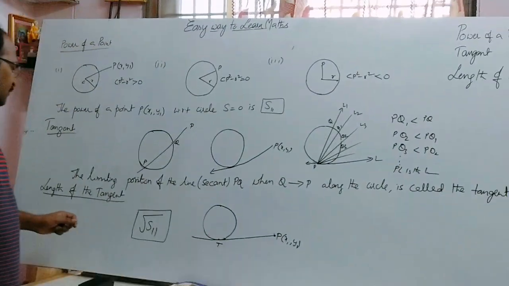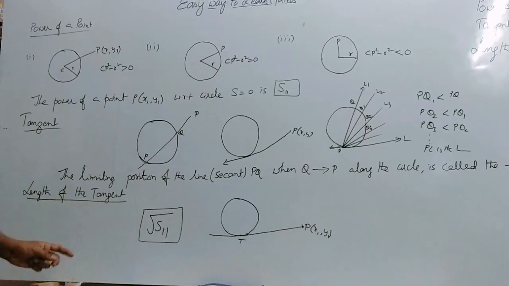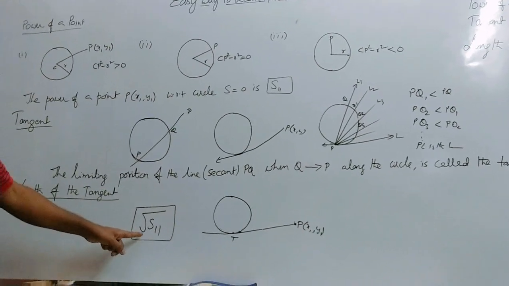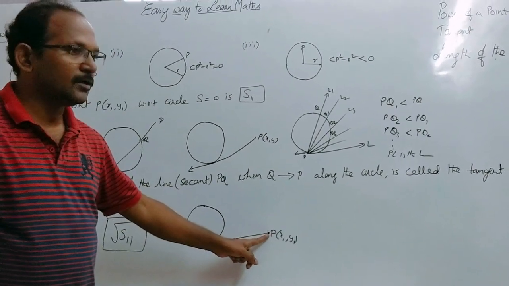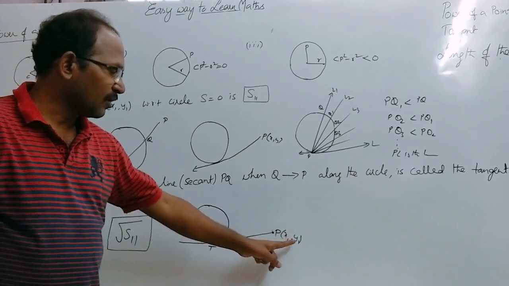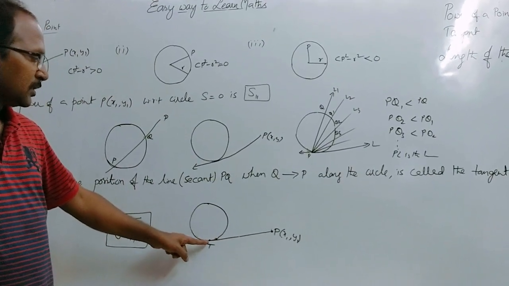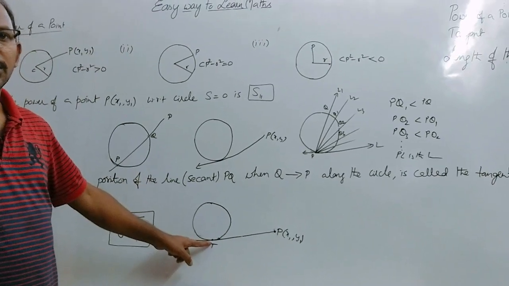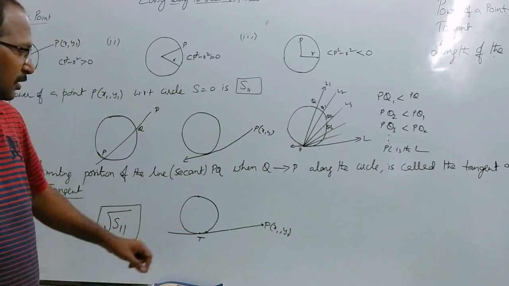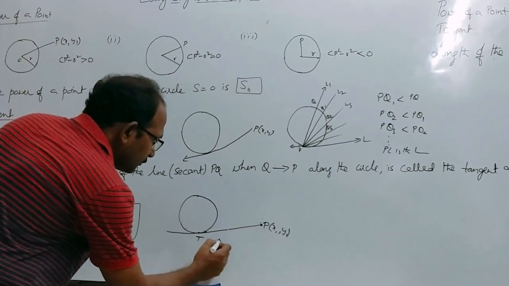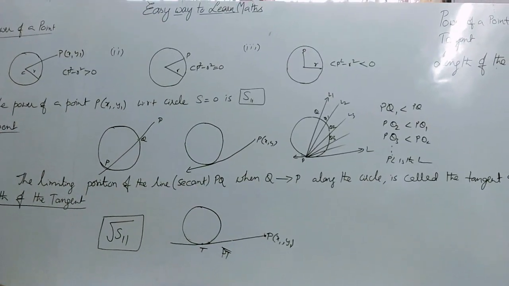And let us find the length of the tangent. Here the length of the tangent is derived by the formula root S11. If you take a point on the exterior of the circle in the plane, P(x1, y1), if you draw a line so that it meets the circle at T, meets means the common point for the circle as well as the line is T, then this length PT is called length of the tangent.